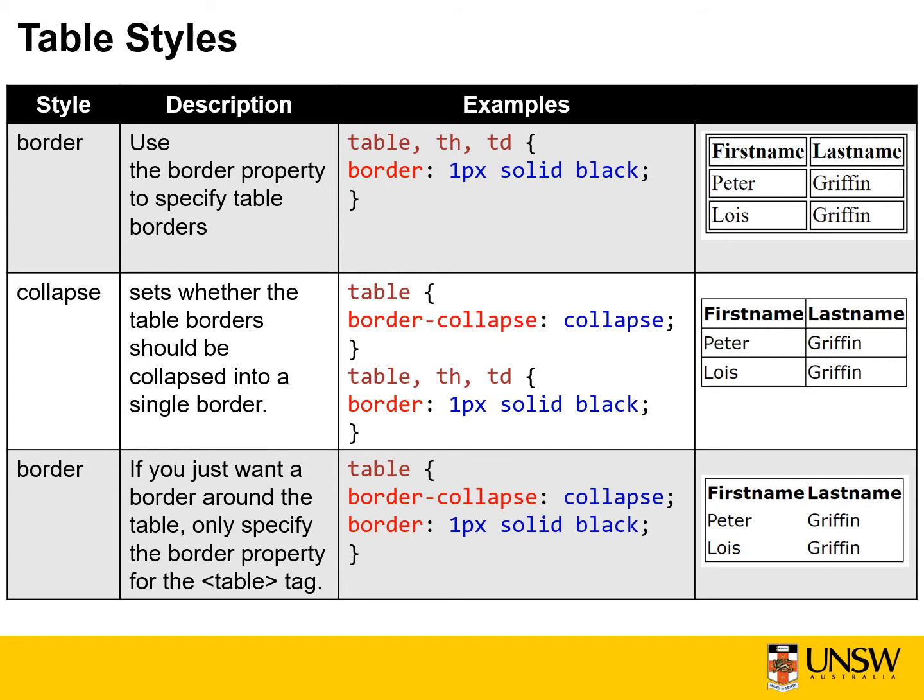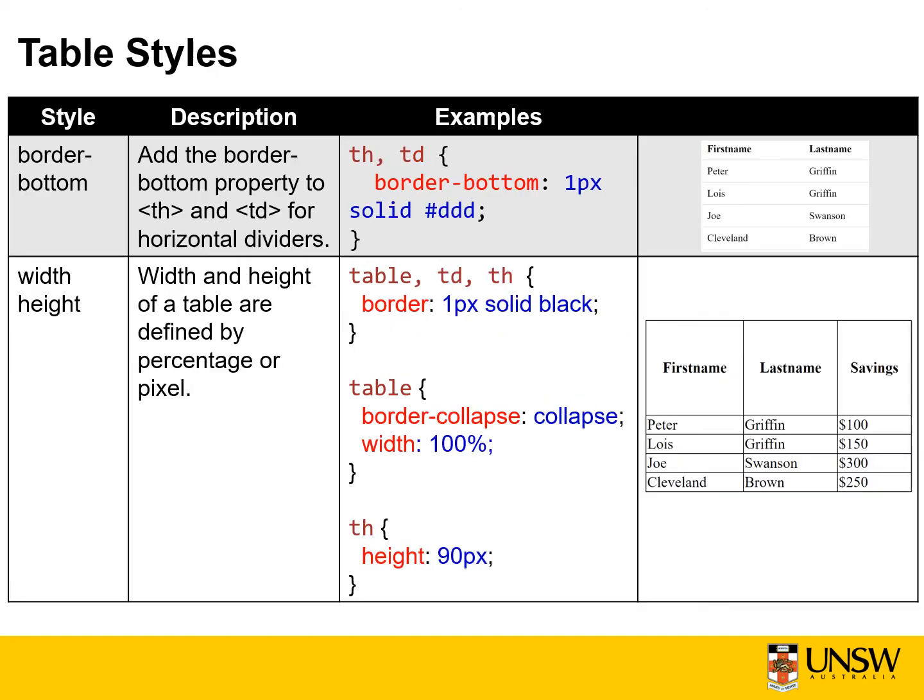The border collapse property is used to set whether table borders should collapse into a single border or be separated as in standard HTML. The border bottom property is similar to border, however, it just adds a border at the bottom of each row. The width and height property are used to specify the size of the table cells.